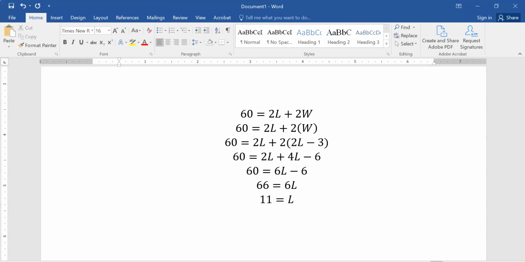So once I combine like terms, add 6 to both sides, and divide by 6, you get the length is equal to 11. Now, remember, if the length is equal to 11, the width has to be 2L minus 3. So if you take 2 times 11 minus 3, you come up with 19. So the length is 11, this would be in yards. Everything's in yards or square yards here. The width is 19 yards. Okay?